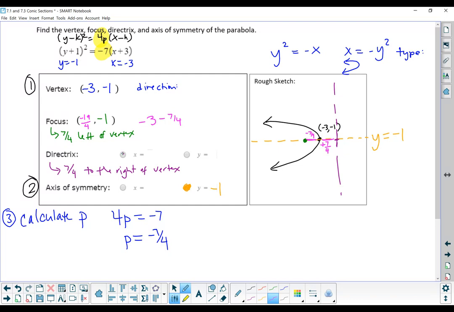The directrix is 7/4 to the right. It's going to be x equals, because that's a vertical line, 7/4 to the right of -3, which is -5/4. And that is our list of characteristics.